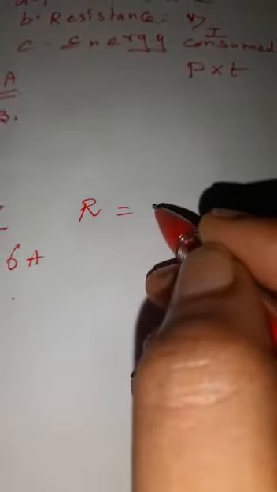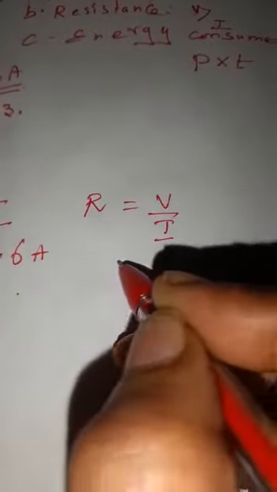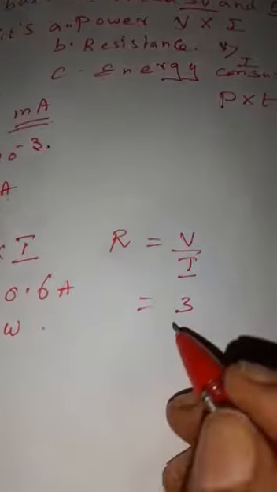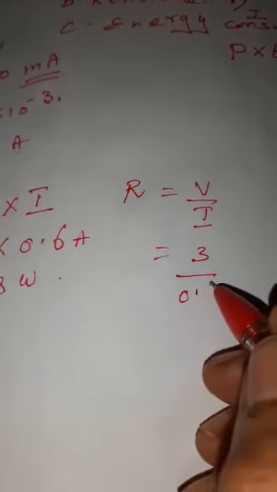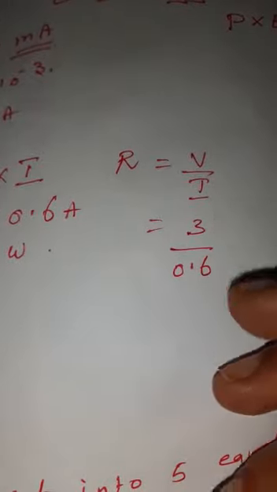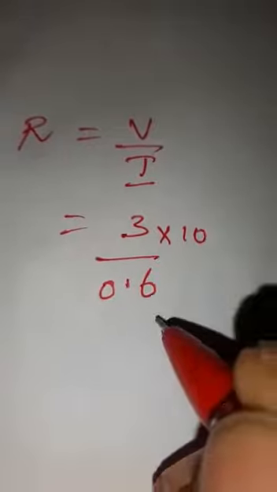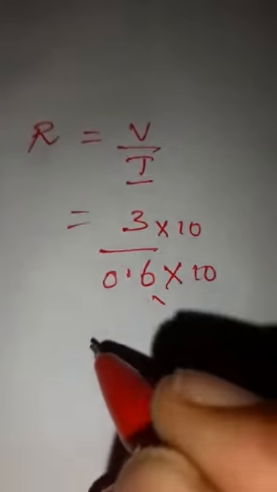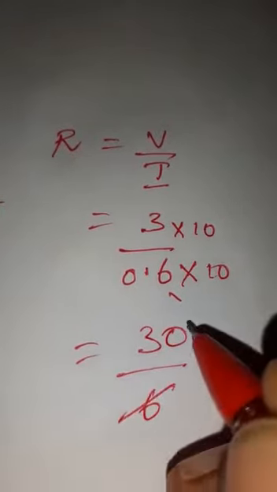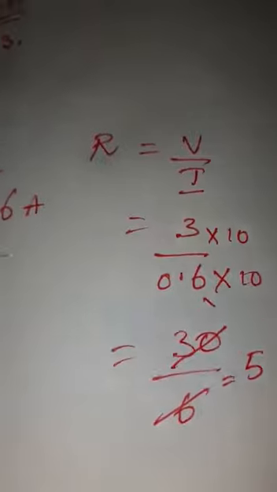V is equal to IR, so R is equal to V by I. What is your V? 3 volts. What is your ampere? 0.6. In order to make the decimal calculation easier, you can multiply it by 10 and divide it by 10. So you will be getting 30 by 6, so 5 ohms. Resistance is 5 ohms.